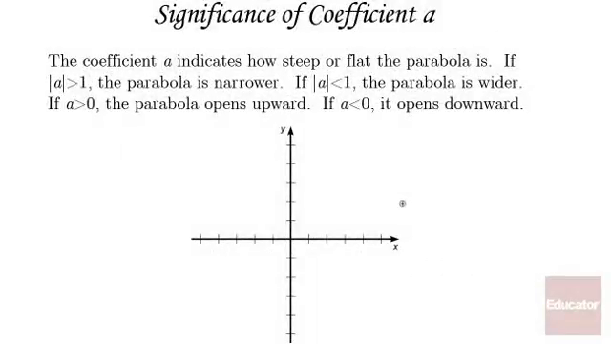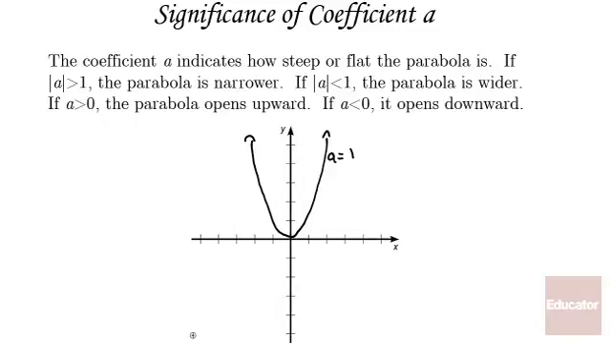Okay, now let's talk more about the coefficient a. What the coefficient a tells you is how steep or flat the parabola is. For example, if I had one parabola, and let's say it had a equals 1, and it looked like this, for example. And then I had a very similar parabola, but this time with a equals 2.